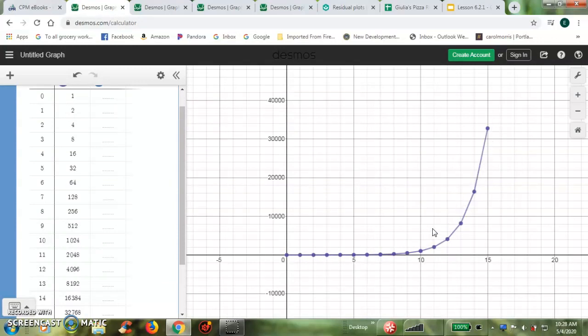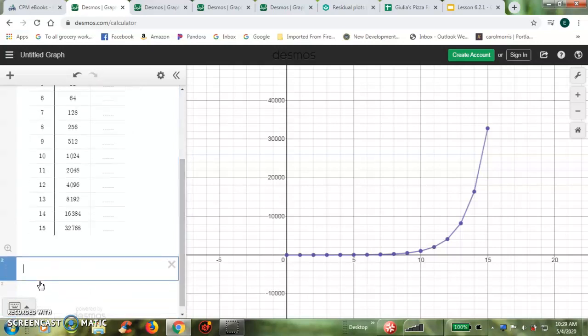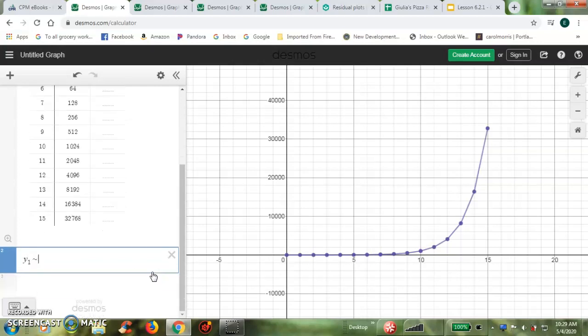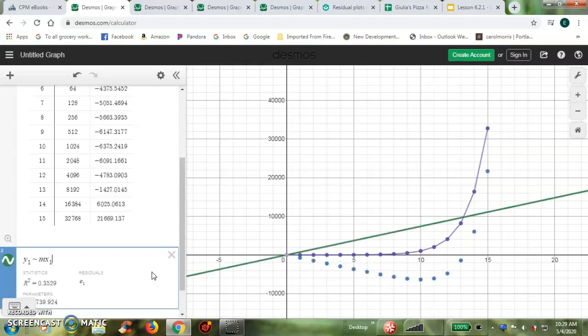All right, so I've already graphed a few things on the Desmos Graphing Calculator. This right here is an exponential function. To make it really clear what happens to the residual plots, I'm going to try to figure out a line of best fit. There really isn't one because it should be a curve, but I just want you to see what happens to the residual plot. So again, y1 tilde m x1 plus b.